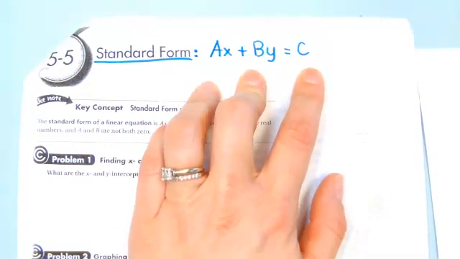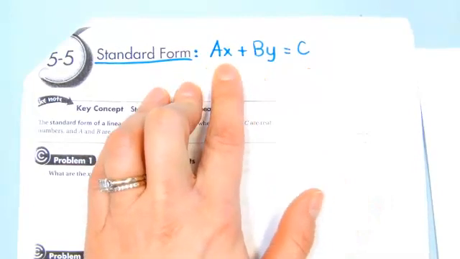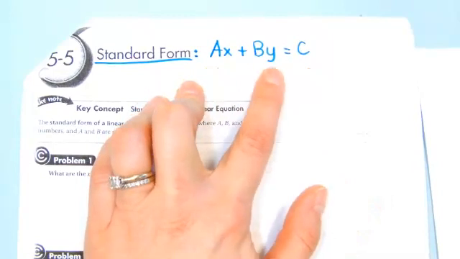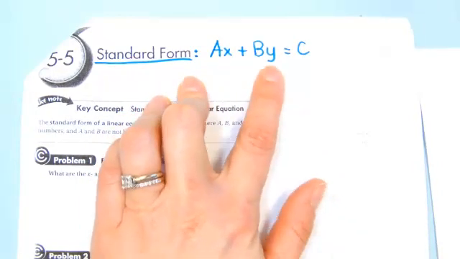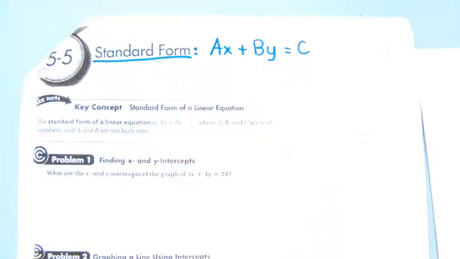And all that means is that we're going to have a number and then x, then a number before the y, and it sometimes is even 1, okay? And then it's going to equal a number. That's a format of an equation.